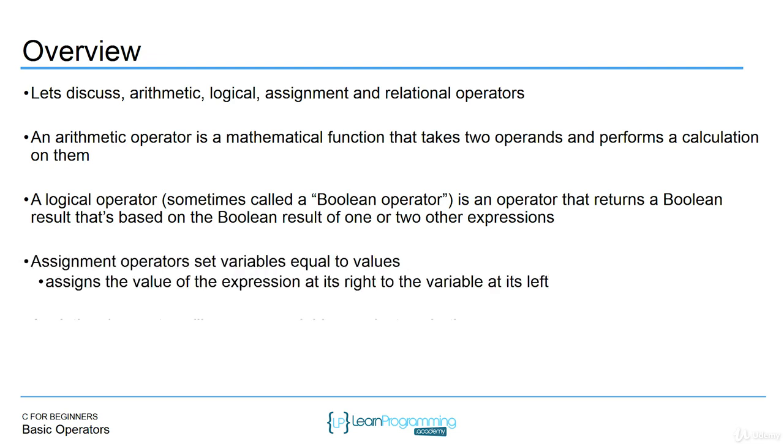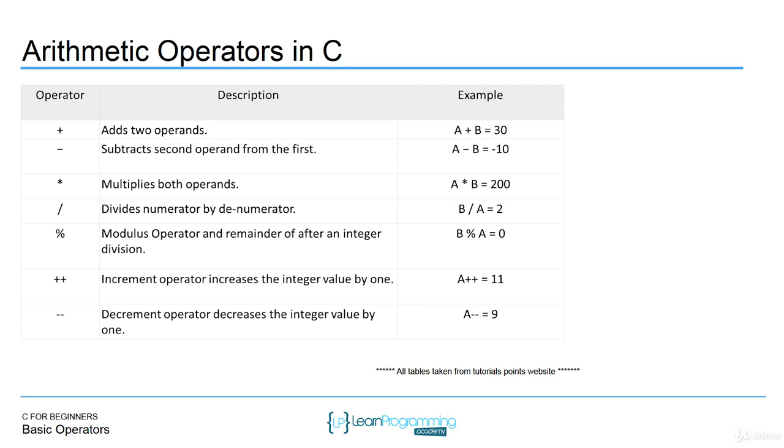An assignment operator just sets variables equal to values. It assigns the value of the expression at its right to the variable at its left. So it's a right operand and a left operand. Again, it's infix. And then a relational operator will compare variables against each other. So this is a comparison type of operator, like less than and greater than. But let's go over each one of them because there are many different operators. C supports a super rich set. The first ones are the arithmetic operators in C.